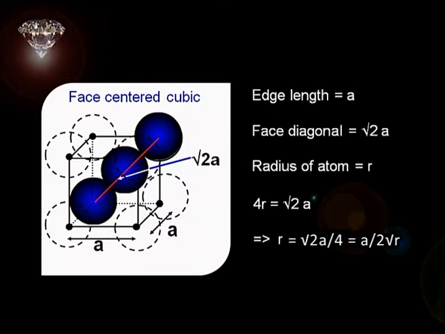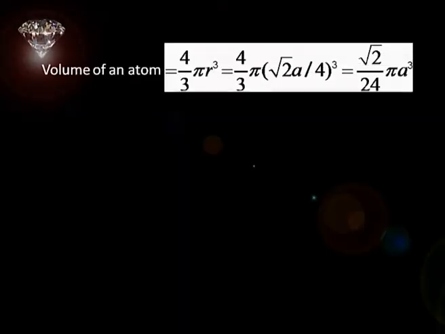That means, basically what we do in all these 3 cases is that we try to find out the relationship between the radius of the atom and the edge length of the cell. So, having done this, again we do the same exercise, we compute the volume of an atom, which comes out to be root 2 by 24 pi A cube, just by substituting the value of r equal to root 2 A by 4.